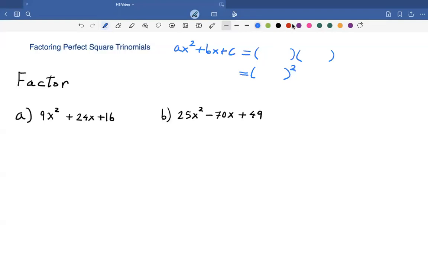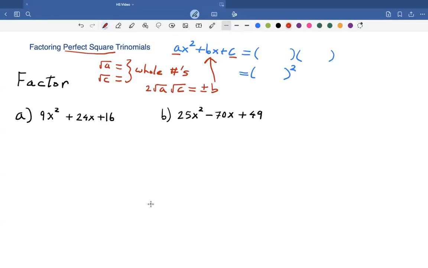Typically, to figure out if something is a perfect square trinomial, you take the square root of the a, square root of the c to start. See if those are whole numbers. If these are both whole numbers, that might indicate that you are dealing with a perfect square trinomial. But that's not enough. You then have to multiply 2 with the square root of a with the square root of c, and hopefully you get either the b or minus the b value right there. And if you do, that's when you know it's a perfect square trinomial.